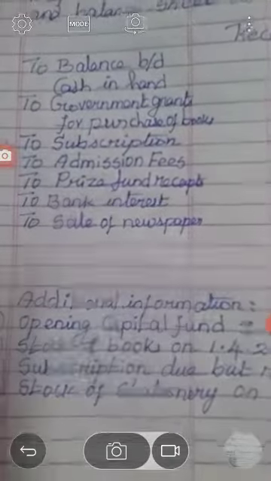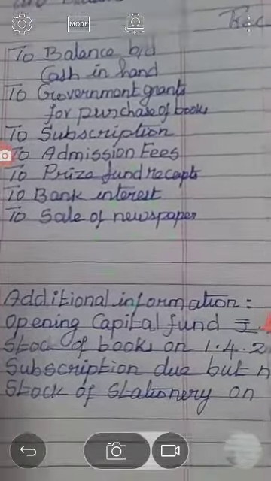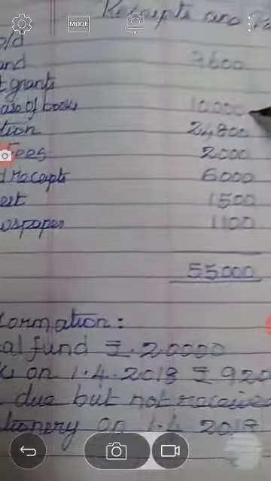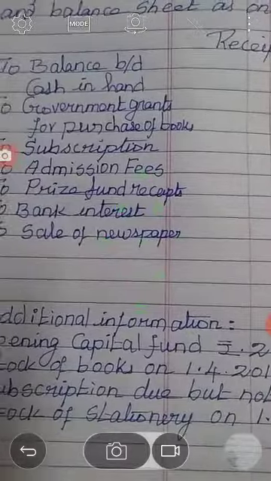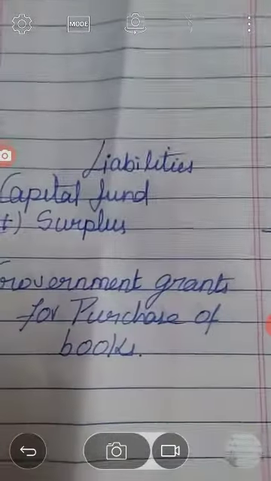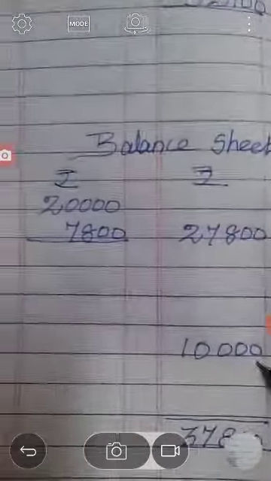Then government grant for purchase of books is 10,000. So this is a specific grant given by the government. It should be shown on the liability side of the balance sheet. Government grant for purchase of books is 10,000.